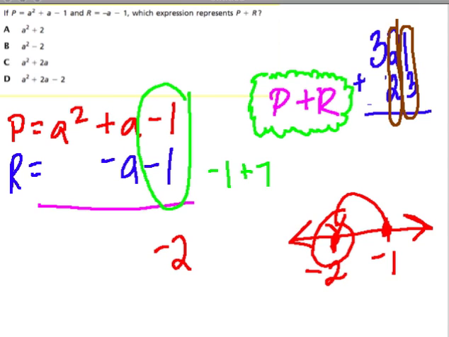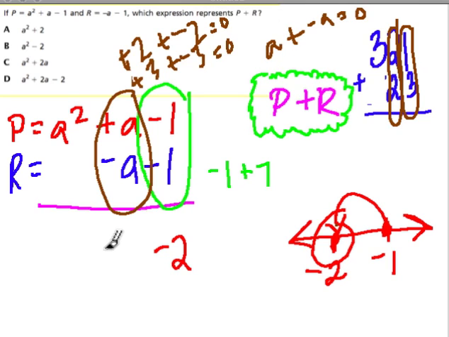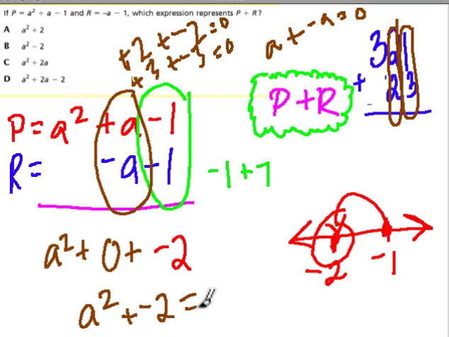Positive A plus negative A is nice and easy. Those are two opposites, just like positive 2 plus negative 2, or positive 3 plus negative 3. These are both 0 because the sum of any two opposites is 0. The same thing's true with A plus negative A. That has to be 0. So we have a squared plus 0 plus negative 2. I'm going to rewrite that as a squared plus negative 2, or a squared minus 2. And that's our answer right here, a squared minus 2.